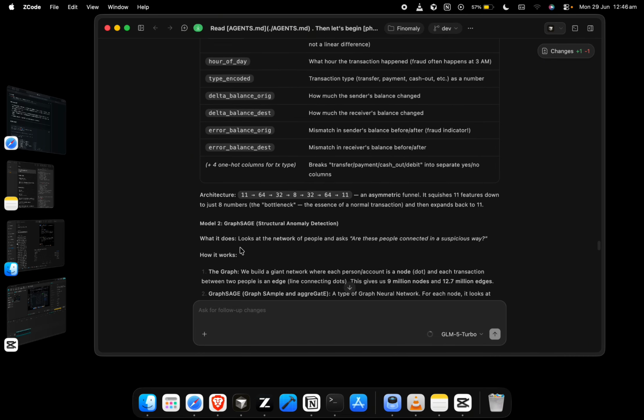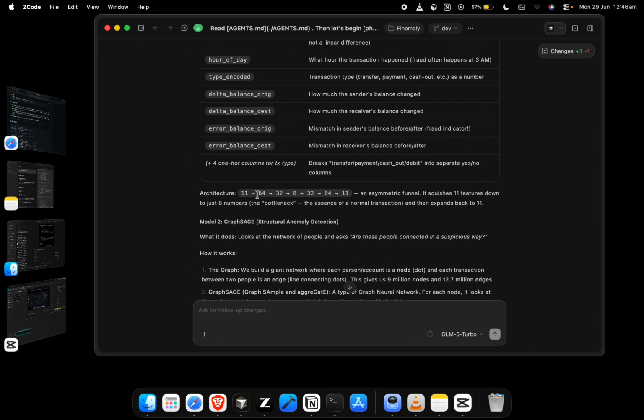So the architecture is 11 to 64 to 32 to 8 to 32 to 64 to 11. So this is basically an asymmetric funnel. It squishes 11 features down to just 8 numbers. This is the bottleneck, the essence of a normal transaction, and then expands back to 11. So that's all for the first model, autoencoders.